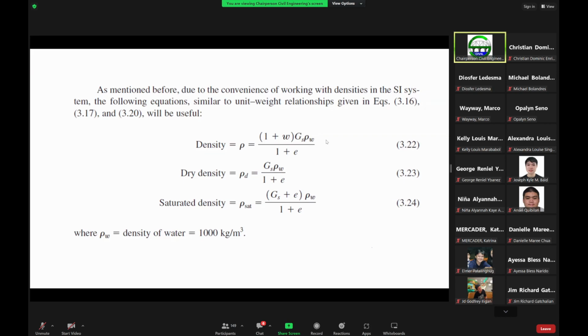Again, these are basically the same formulas as for the unit weights, only that we replace the unit weight of water by the density of water, wherein the density of water is equal to 1,000 kilograms per cubic meter. Yes, that is if you prefer to use densities.